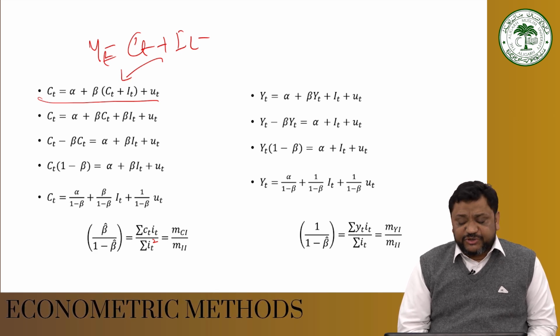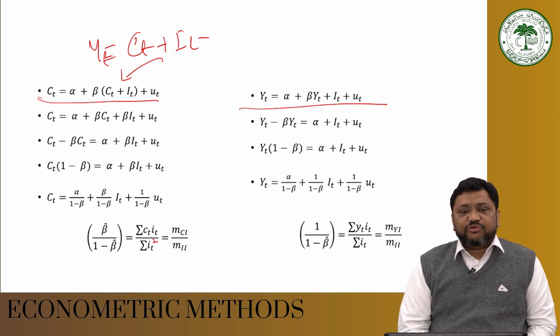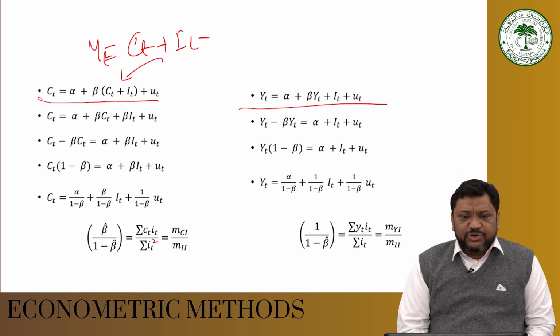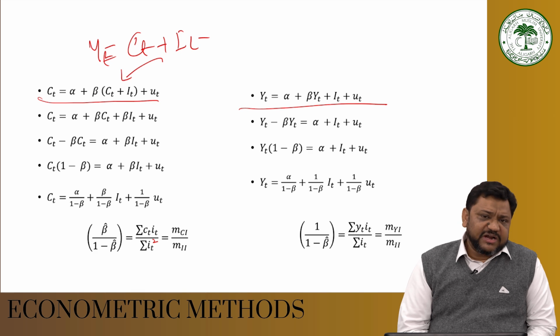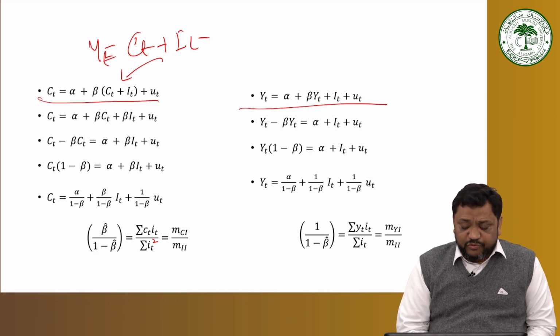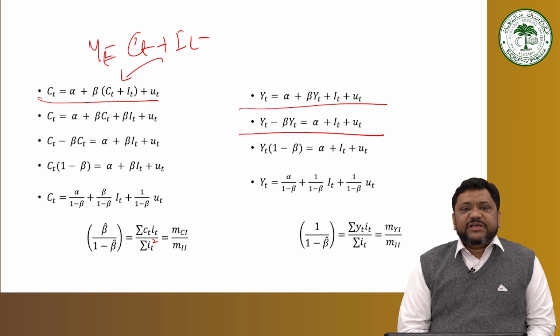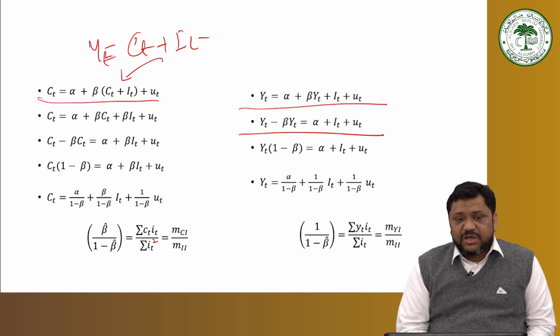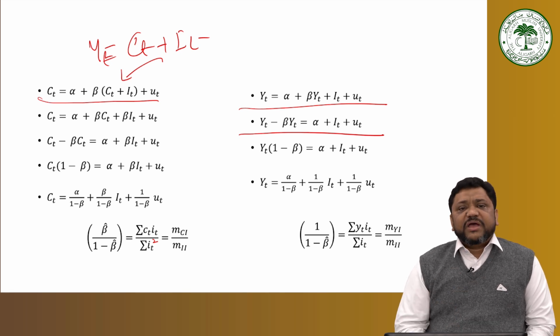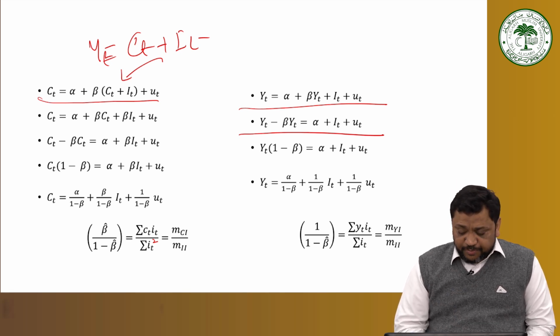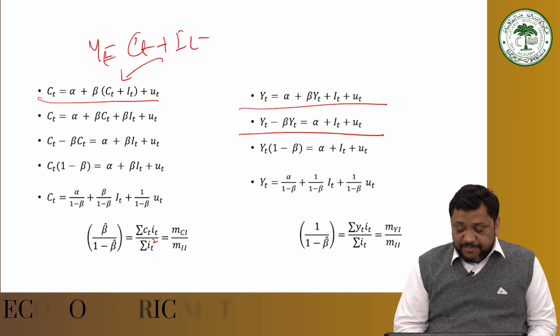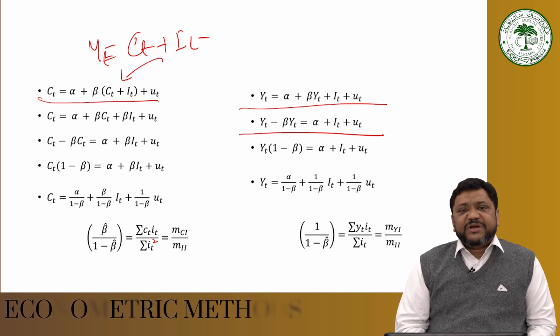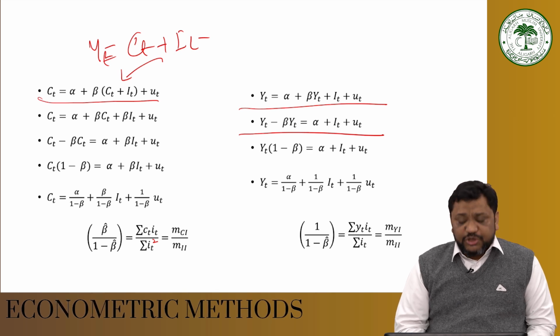Now we do the similar operation for the function of yt. Yt is equal to alpha plus beta yt plus it plus ut. You take the yt terms to the left hand side. We try to combine them together. So we have yt minus beta yt is equal to alpha plus it plus ut. I take yt common out. So yt bracket open 1 minus beta is equal to alpha plus it plus ut. So this term 1 minus beta can be taken to the right hand side in the denominator. So yt is equal to alpha divided by 1 minus beta plus 1 upon 1 minus beta it plus 1 upon 1 minus beta ut.